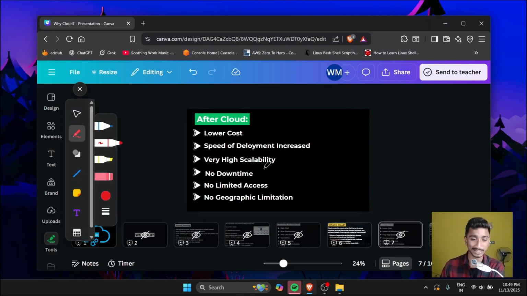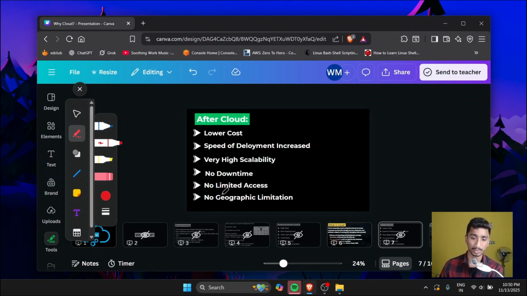Very high scalability. You can scale your business through this. You can buy and rent that storage, that system for that. No downtime. And cloud has at least negligible downtime. If one server fails, then the other server will continue to run and provide services to you, because all are virtual servers and all have massive backup systems running.